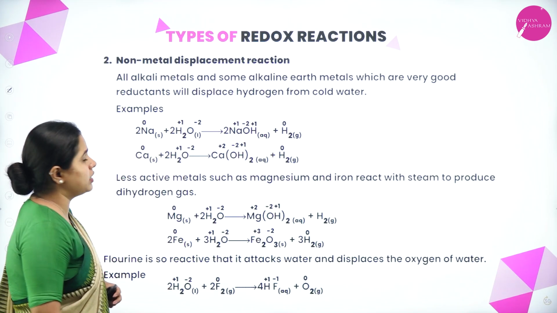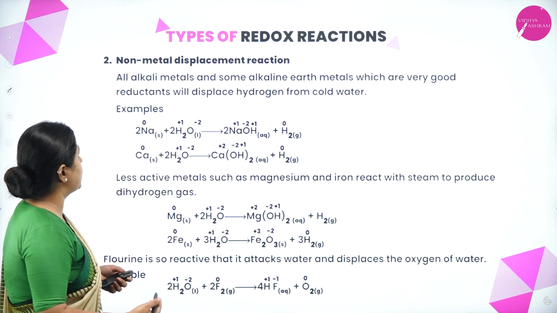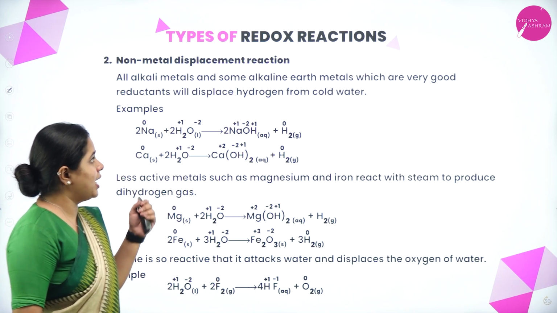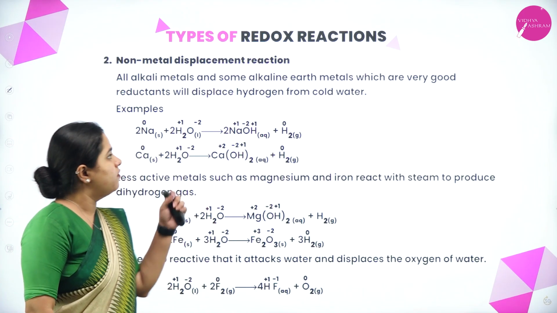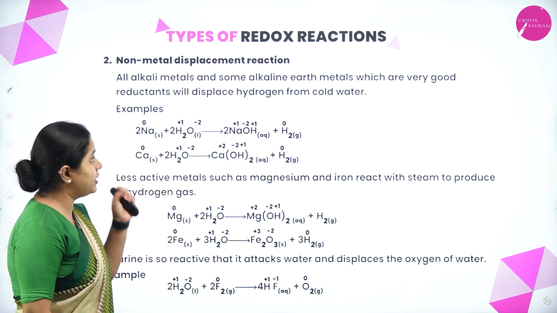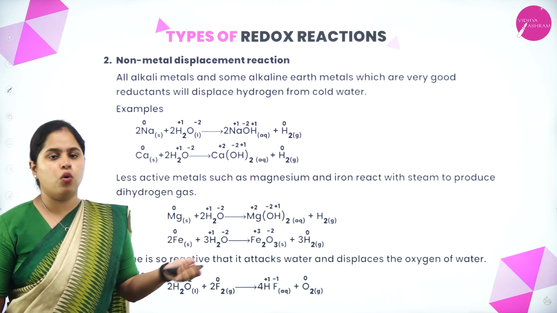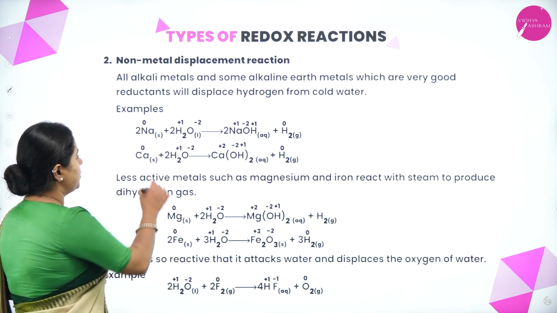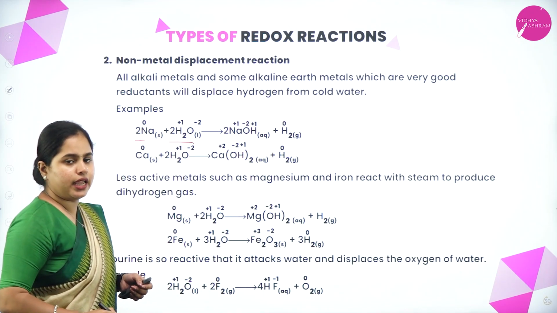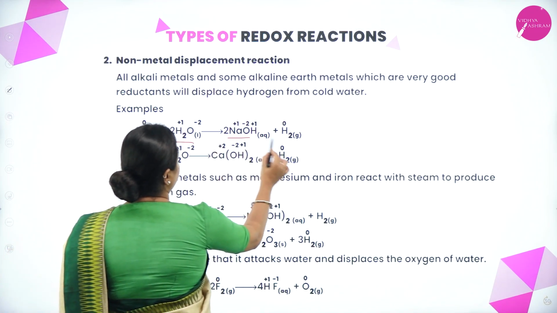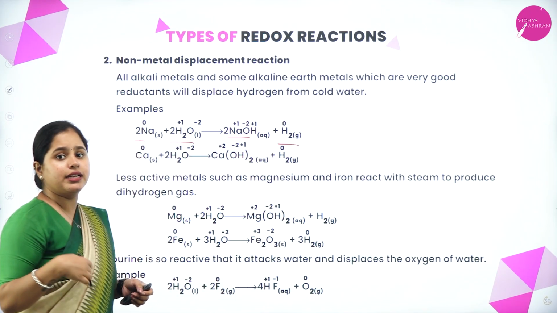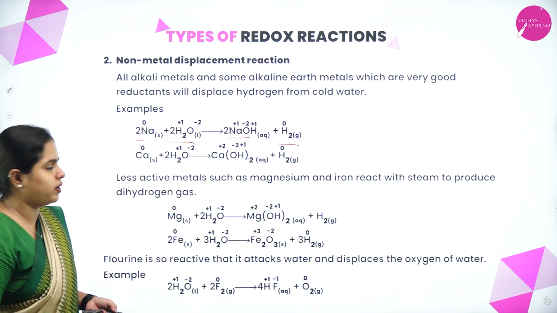Moving on to the next one, that is non-metal displacement reactions. So all alkali metals and some alkaline earth metals which are very good reductants will displace hydrogen from cold water. So let's take an example, sodium. When it reacts with water, we get sodium hydroxide and hydrogen. So it will displace hydrogen, and hydrogen gas will be liberated.